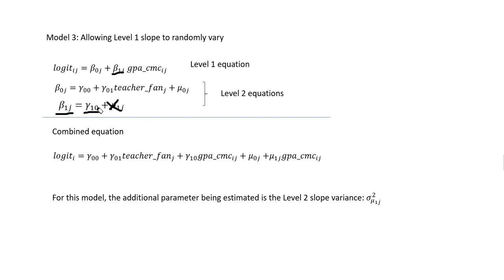Now in this particular case, because we are adding in this mu 1j, we're now allowing the slope, or treating the slope, as randomly varying. So now we would have a variance estimate of the randomly varying slopes as well.